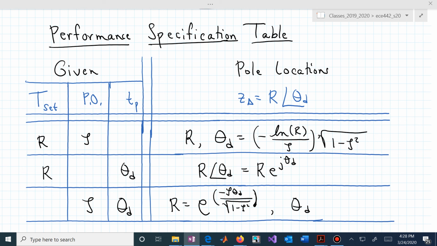If they give you zeta and theta sub d, you can derive the radius expression in terms of zeta and theta sub d, so that you don't need to explicitly have r, but you have it indirectly in terms of zeta and theta sub d. This performance table is then very helpful in translating these particular design specifications into closed loop pole locations in the complex Z-plane.